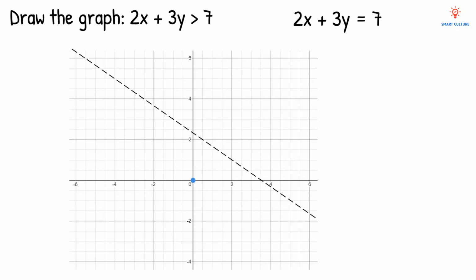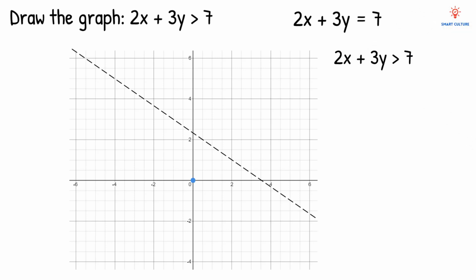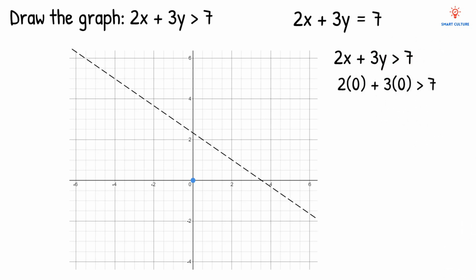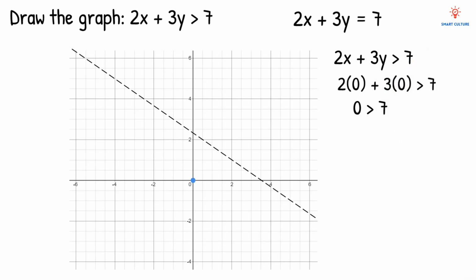We'll use this point, we'll use the origin. So the x-coordinate is equal to 0 and the y-coordinate is equal to 0 as well. So we'll just sub in these values. 2 times 0 plus 3 times 0 is greater than 7. 0 is greater than 7. So that means the answer is no. This point at the origin is not in the solution set.